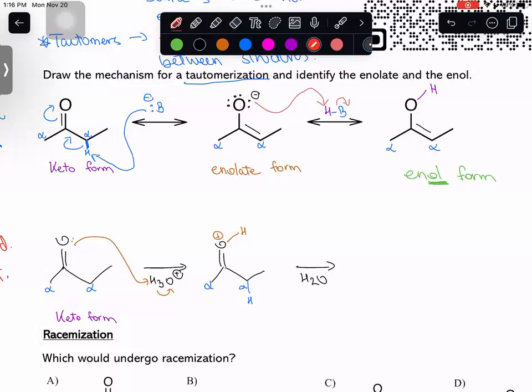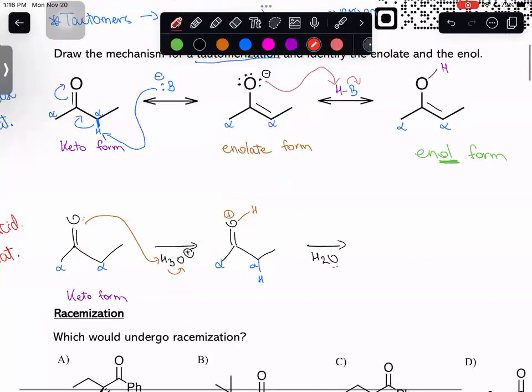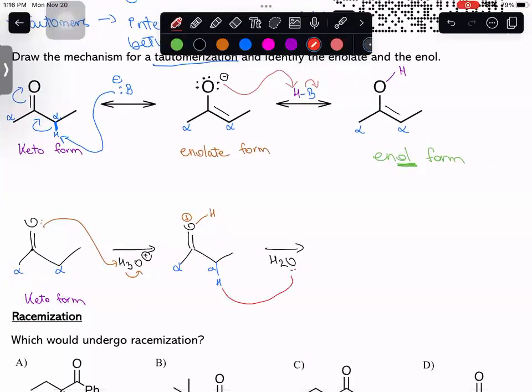So our oxygen in water is going to be abstracting that hydrogen, the acidic alpha hydrogen. We shift the electrons to make the doublet, and then we kick up the electrons towards the oxygen. So now we end up with the enol form. And this guy is just your enol form.